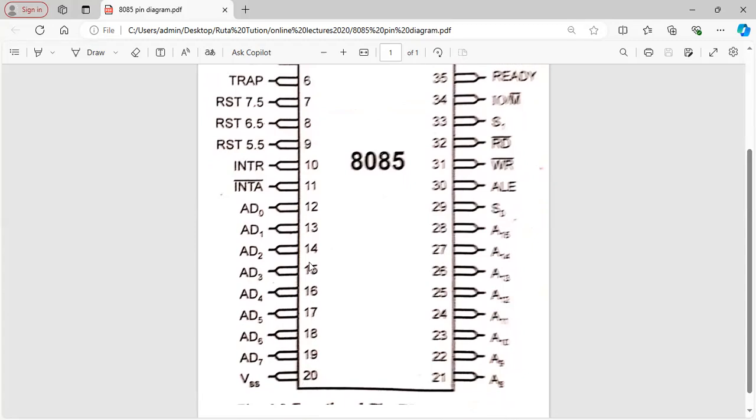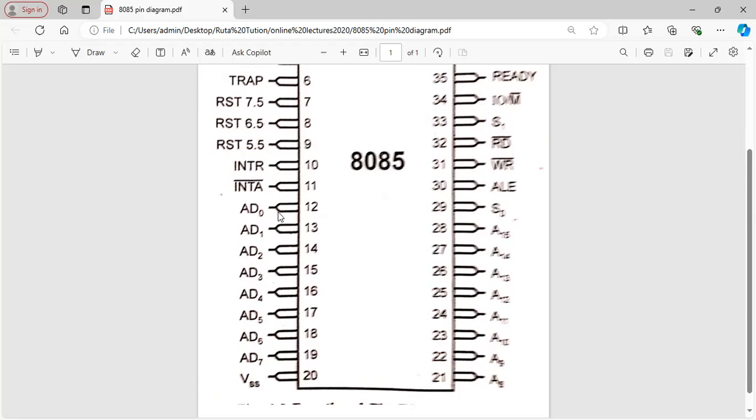Now it has a 16-bit address. So A0 to A15 is the address, and out of that the lower 8-bit addresses are multiplexed with the data. So it is AD0 to AD7, right? So AD0 to AD7 are exactly next to the ground, that is 0 volt.